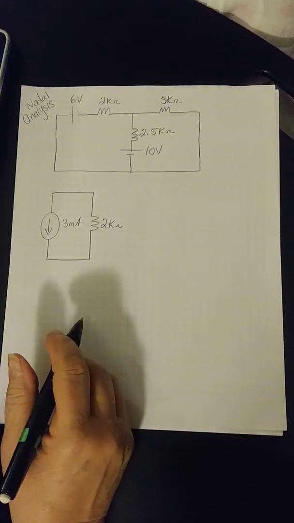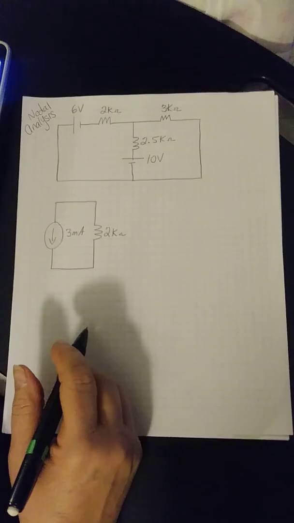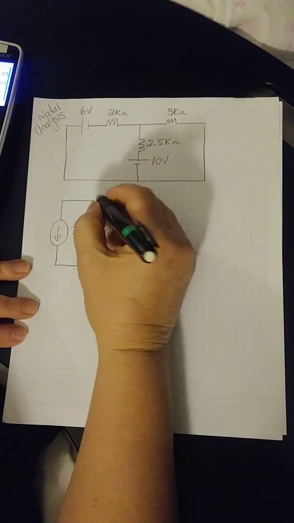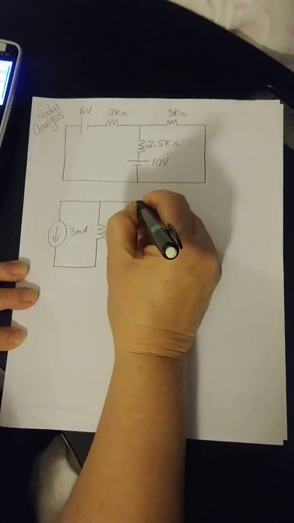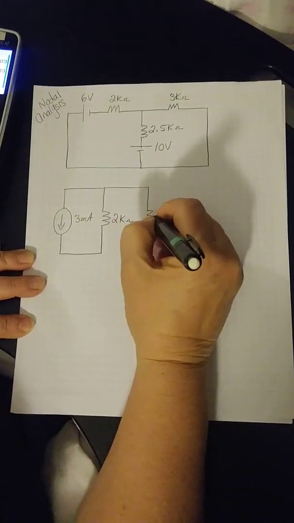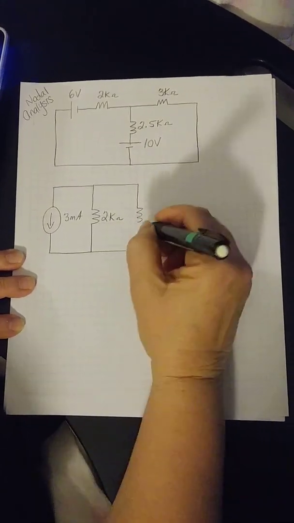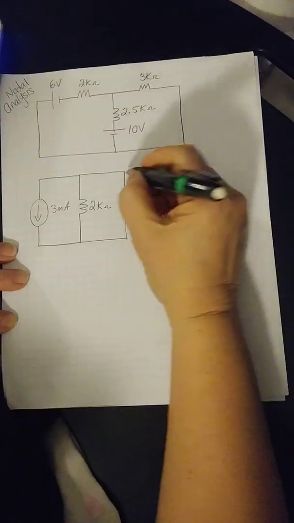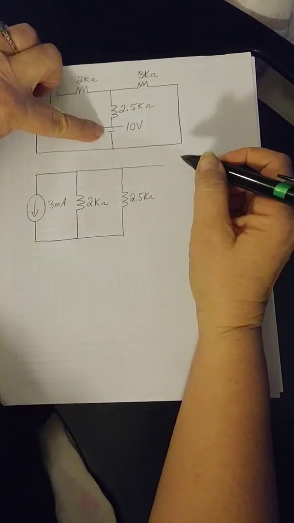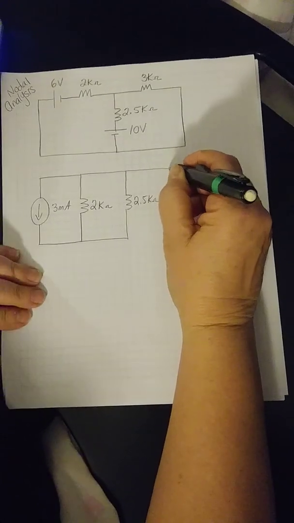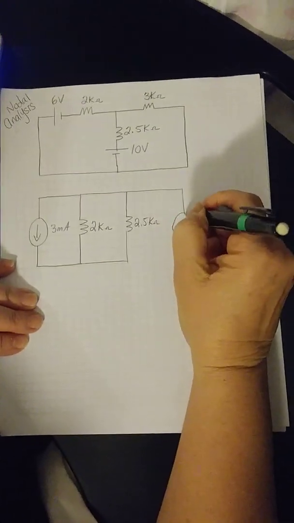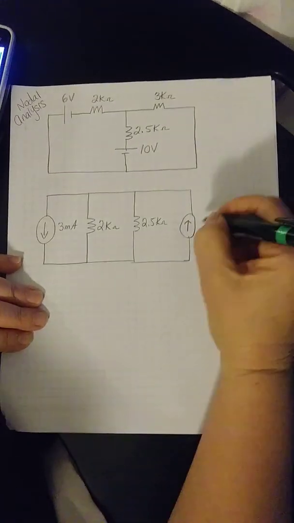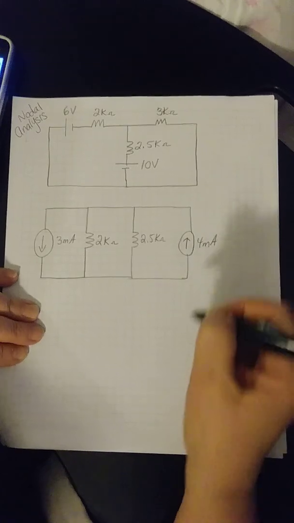Okay, the next one we're going to do is 10 volts divided by 2.5K ohms, and we're going to get 4 milliamps. So now we put this next resistor in parallel. So we will have a 2.5K ohm resistor in parallel with the current. The voltage is going up, so the current source will be going up in that direction. It's going to be 4 milliamps.